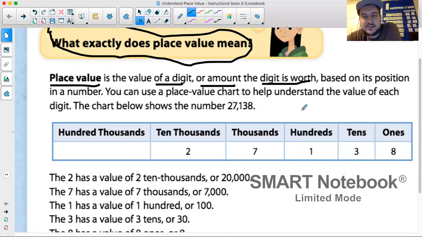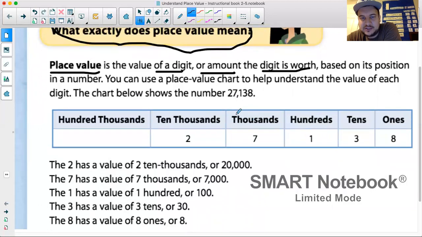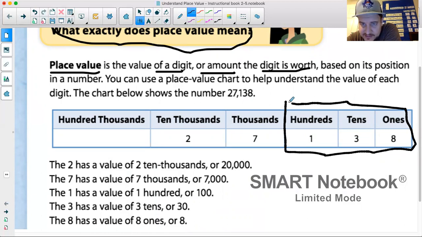You can use a place value chart to help you understand the value of each digit. The chart below shows 27,138. Every 3 numbers is a period. And this is very confusing because we use commas to illustrate periods in math and not periods. So like I say, that's the end of the ones period. This is the thousands period. You would think the end of a period, you would use a period, but we're not dealing with writing, we're dealing with math. So there is a 2 in the 10,000s place.